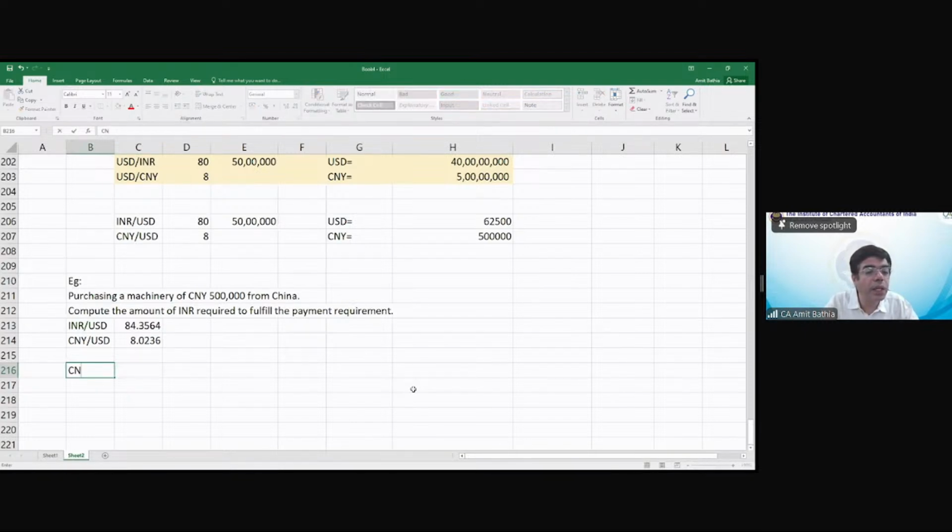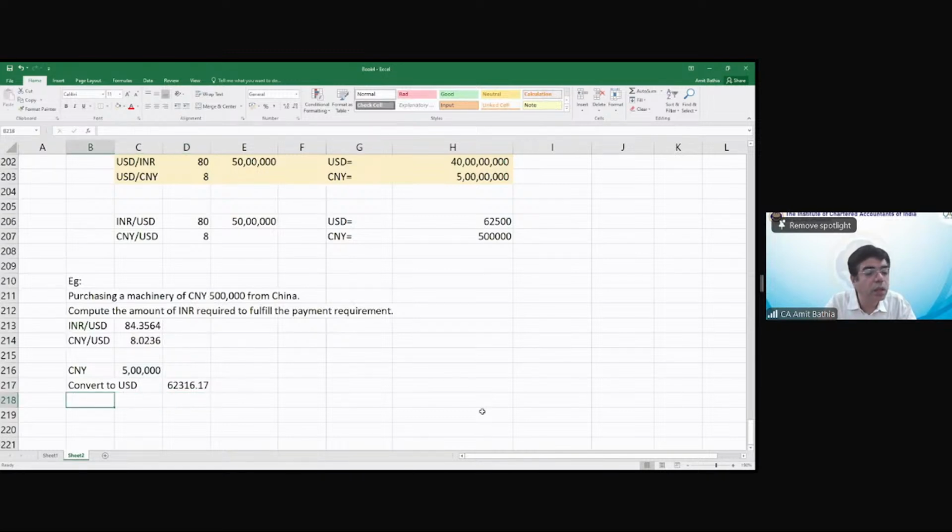So you have how many Chinese yuan? 500,000. I convert that into USD. How much will that become? You go up the ladder, multiply. Down the ladder, divide, right? So 5 lakh divided by 8.0236.